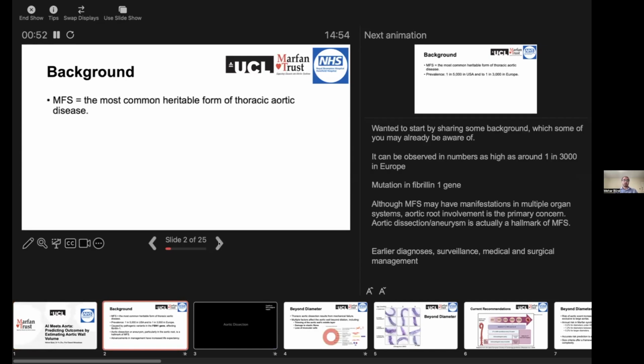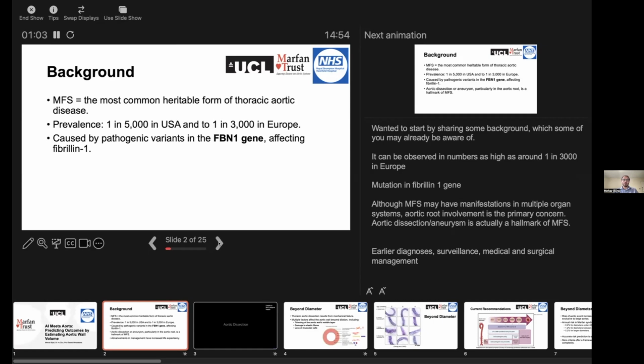Marfan syndrome is the most common heritable form of thoracic aortic disease. It can be observed in numbers as high as around 1 in 3,000 in Europe, and it can be attributed to mutations in the fibrillin-1 gene, which affect the protein fibrillin-1, a protein responsible for structural integrity of structures such as skin, ligaments, and also the elastic fibers found in blood vessels. Although Marfan syndrome may have manifestations in multiple organ systems, aortic root involvement is actually the primary concern. Aortic dissection or aneurysm is the hallmark of Marfan syndrome.